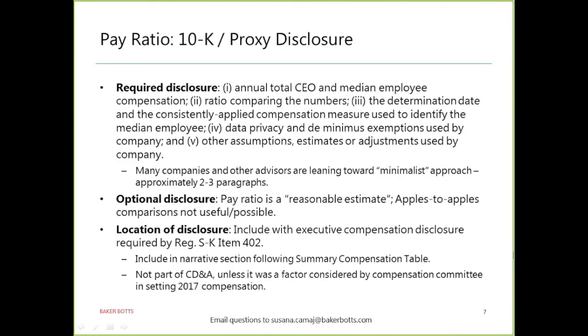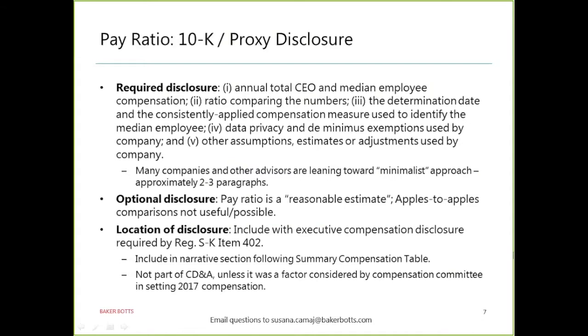Which brings us to what I like to call the what do I need to do, what is nice to have versus what do I have to have in this pay ratio disclosure. So here's what you have to have. You have to include your annual total CEO compensation, and you have to include the annual total compensation of your median employee. You need to include a ratio comparing those numbers.